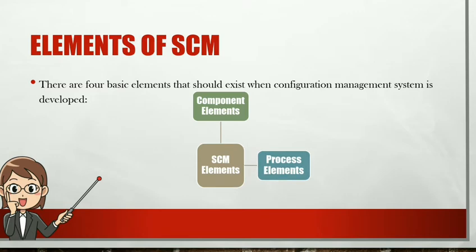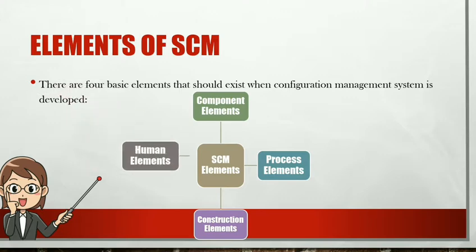Next is the process element. The process elements or procedures use an effective approach towards change management in engineering and use of computer software. Third element is the construction element. The automated tools are used in the construction or development process, ensuring the validated components are assembled. Next is the human element. In order to make effective use of SCM, the team makes use of various tools and process features. So the human element plays an important role in SCM.